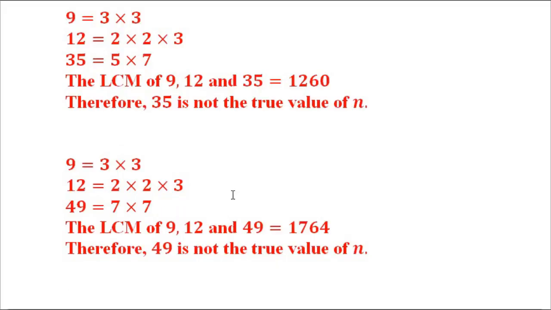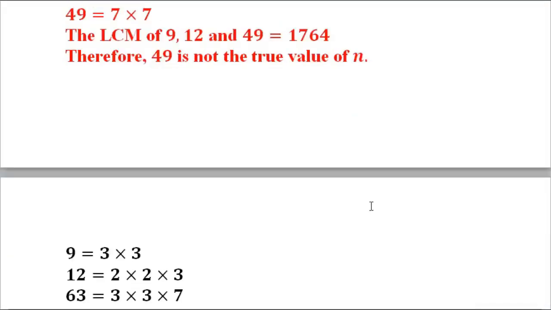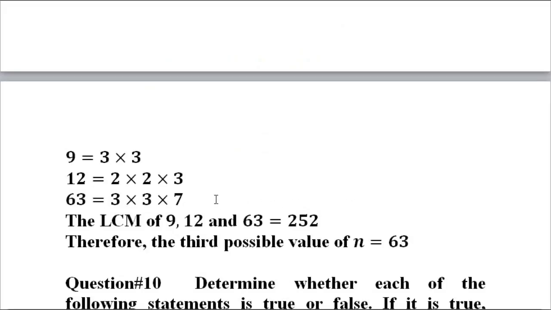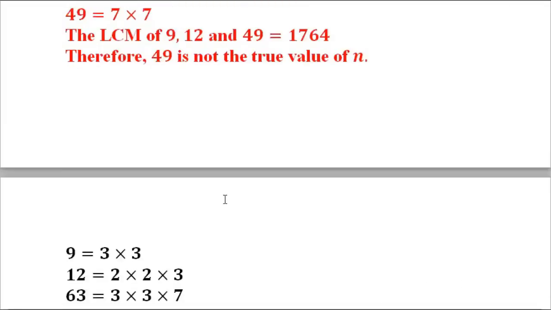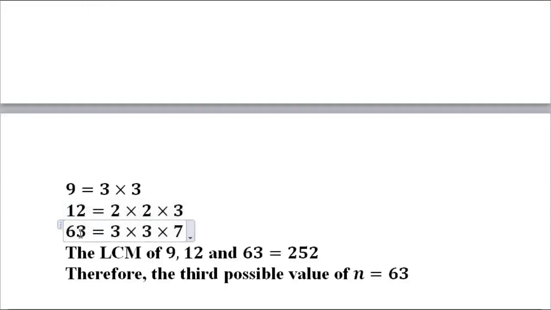For the next possible value, I'll multiply 7 by 7, resulting in 49. Since the LCM of 9, 12 and 49 is 1764, therefore 49 is not the true value of n. For the next possible value of n, if I multiply 7 by 8, the result is an even number, 56. Therefore, I'll multiply 7 by 9, resulting in 63, an odd number. 63 is another possible value of n because the LCM of 9, 12 and 63 is 252.